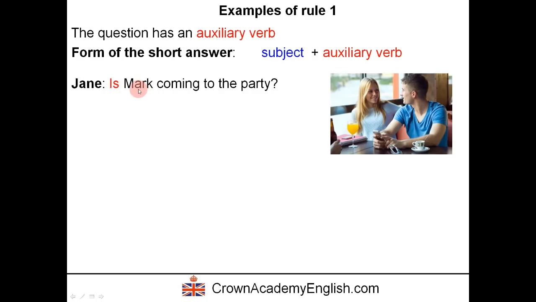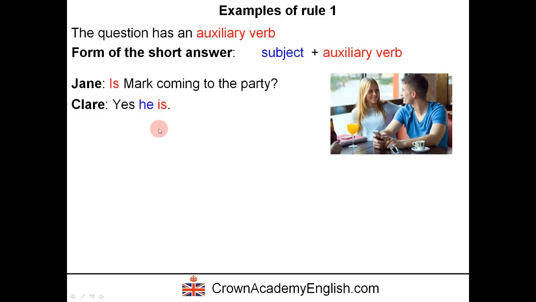So Mark is coming is the affirmative, and is Mark coming, this is the question form. So it's the present continuous, and we have an auxiliary verb. So the short answer is, yes, he is. So yes, followed by the subject, he, and then is, the auxiliary verb. Okay? So this is what we say if the answer is yes.